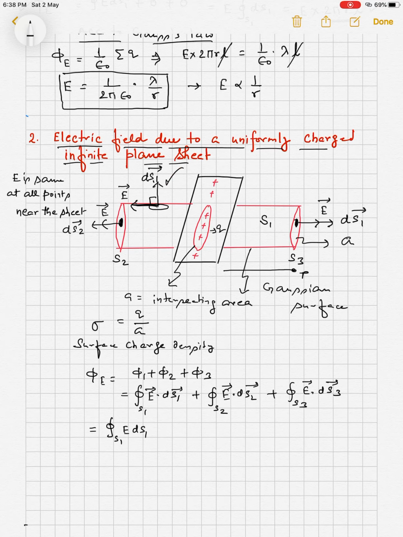The angle between E and ds1 is 90 degrees, so cos 90 degrees, plus the integral over the surface S2 of E ds2 cos of the angle between E and ds2. The angle between E and ds3 is 90 degrees, and between E and ds2 is also 90 degrees. So the angle is 90 degrees between E and ds2, so cos 90 degrees, and on the surface S3 again the angle is 90 degrees, cos 90 degrees, because cos 90 is 0, so these two terms will be 0.